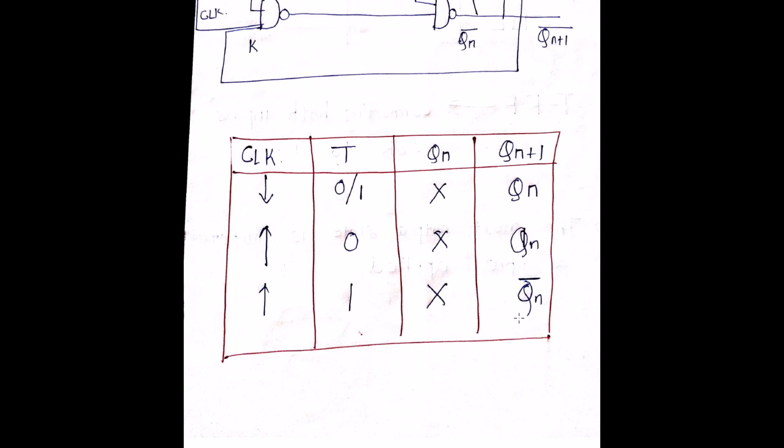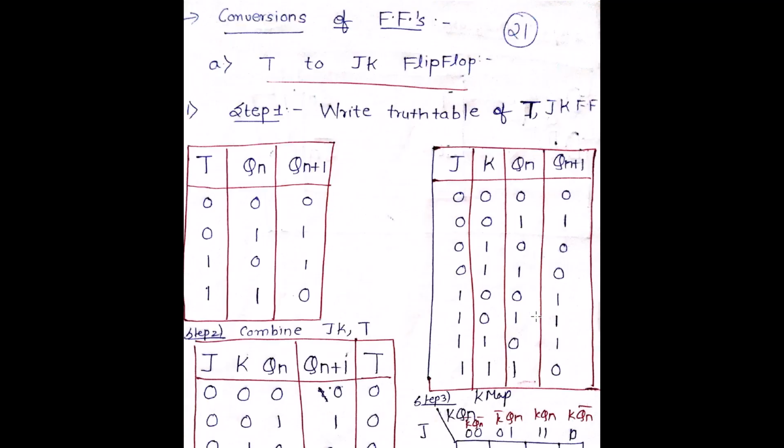So what is important is that if my clock is low, my output remains the same. However, if my clock is high, my output depends upon the input. That is, if my toggle is 0, toggle means that it's not going to toggle since it is 0, my Qn plus 1 is equal to Qn. However, if my toggle is equal to 1, my T is equal to 1, my Qn plus 1 will always be equal to Qn bar. There will be a complement to it. So I hope I am very clear with this.